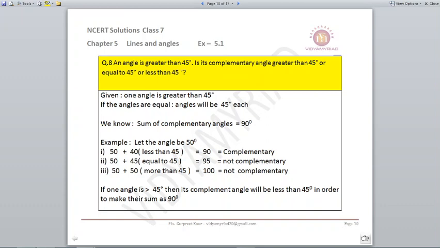So in this case we can say that if your angle is greater than 45 degrees, the other angle will definitely be less than 45. You can take any example to prove this, but if it is greater than 45, the other should be less than 45. Or if I take the question the other way round, if the angle is less than 45, then what will be the complement of it? The other will be more than 45 degrees to make the sum 90 degrees.